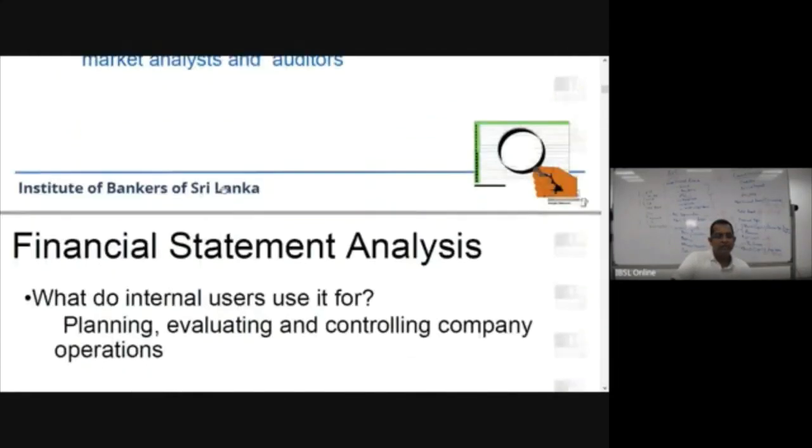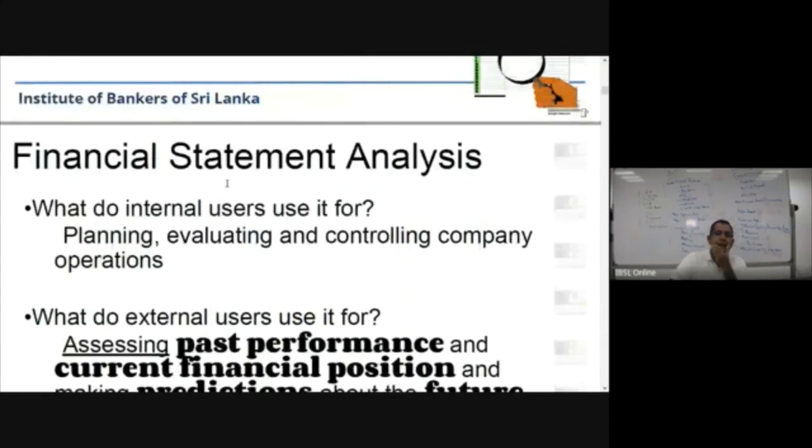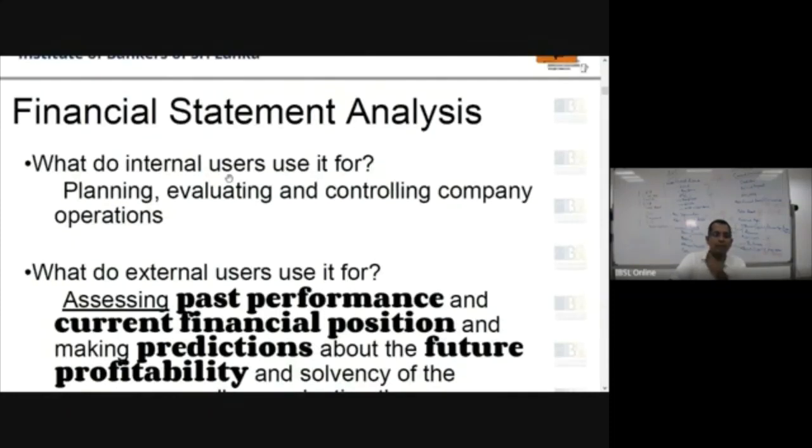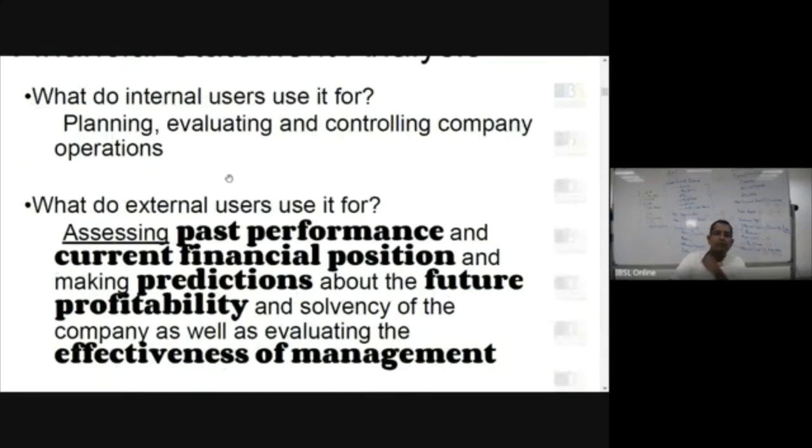Regulatory agencies, all those things. What do internal users do? Planning, evaluating, controlling. What do external users do? Past performance, current and future prediction. Profitability, solvency, this is ability to pay, and effectiveness of the management.